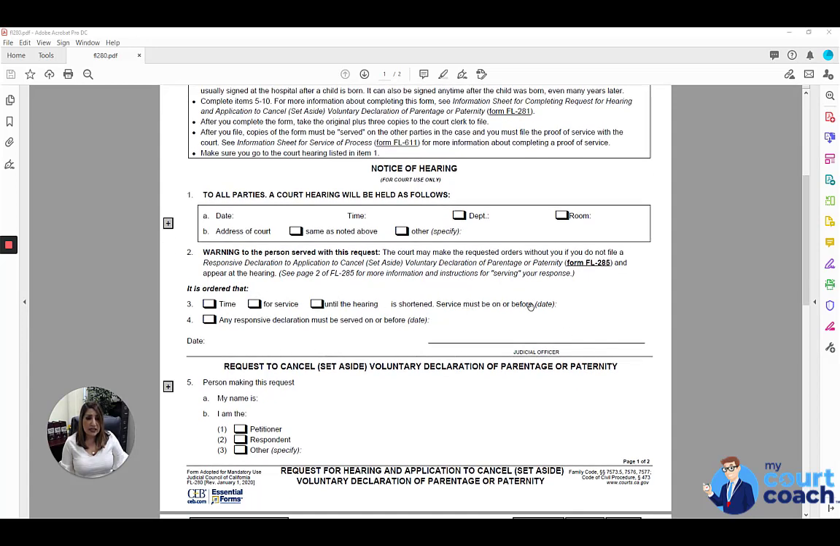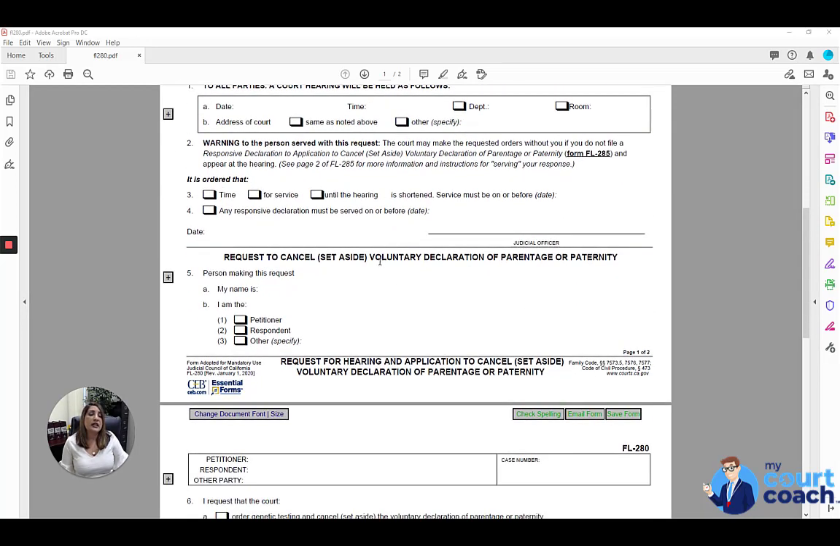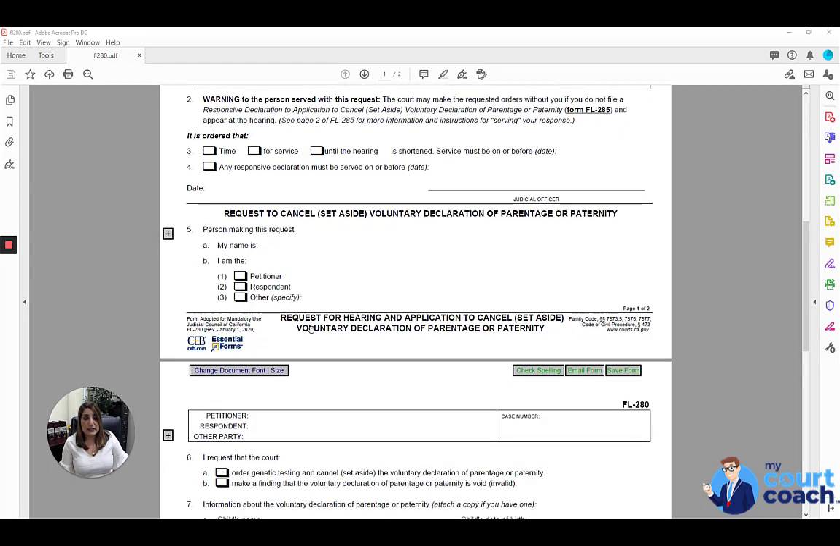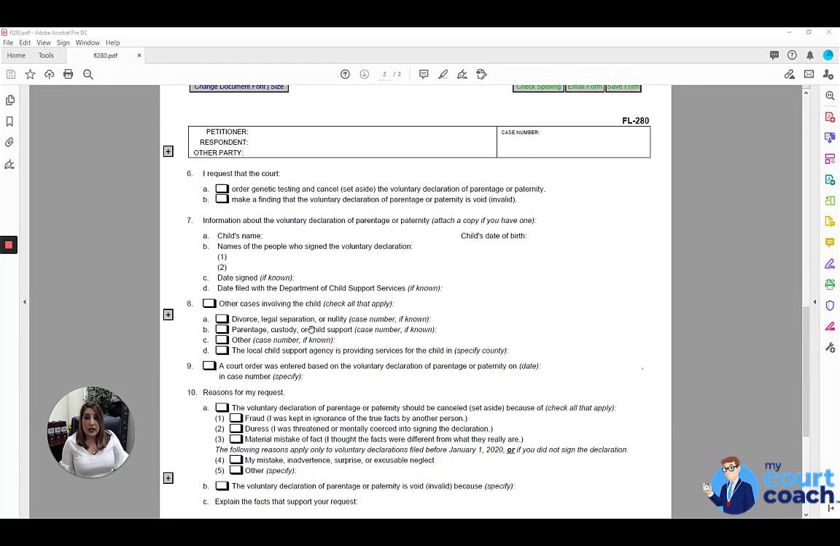Leave this part here blank, and then below that you need to identify yourself and your role in this case. So in 5A you're going to list your name, and in 5B you're going to mark the box that correctly identifies what your role is in the case. In line 6, if you mark 6A, you can request genetic testing along with your request to set aside the voluntary declaration of parentage or paternity. If you are making a claim that the voluntary declaration of parentage or paternity is void, you can mark 6B.